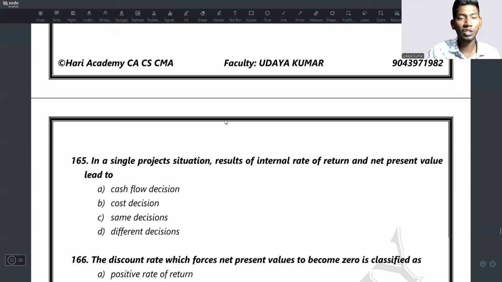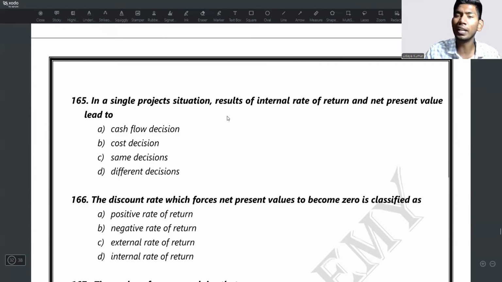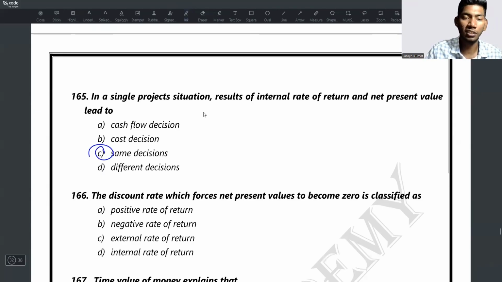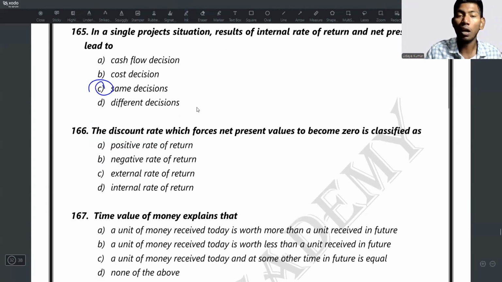So moving to question 165. In a single project situation, results of internal rate of return and NPV lead to what? Same decision, right? There are no other different decisions. Because for a single project, the IRR and NPV methods typically lead to the same decision regarding project acceptance. If the NPV is positive, the IRR will generally exceed the required rate of return, both indicating the project is financially viable, right?